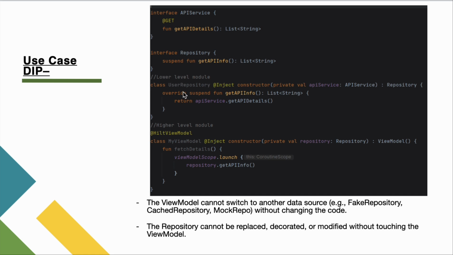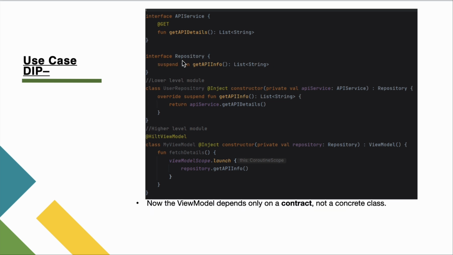But if I have to follow the dependency inversion principle, which says that the higher level module should not depend on the low level module, rather it should depend on the interface, what will I do is create an interface, a repository, which will have some function like this. Then there will be a class user repository which will extend the repository interface. This is the lower level module which I am making dependent on the interface this time, and it will override the function and return API services get API details.